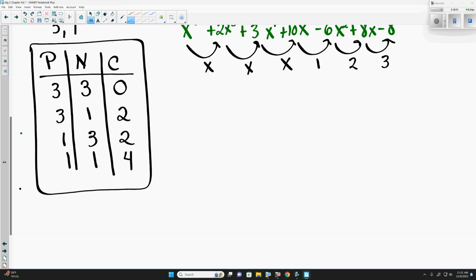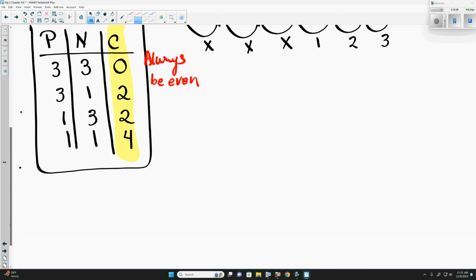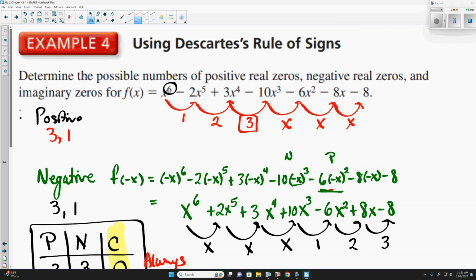And one thing to note, let's get a highlighter. This column here, our complex, will always be even. It will always be even numbers. Because our complex conjugate theorem we had yesterday stated if a plus bi is a solution, a minus bi is a solution. They always come in pairs. So that column will always be multiples of 2. Either 0, 2, 4, 6, 8, going on. Questions on this here? We ready for the next one?